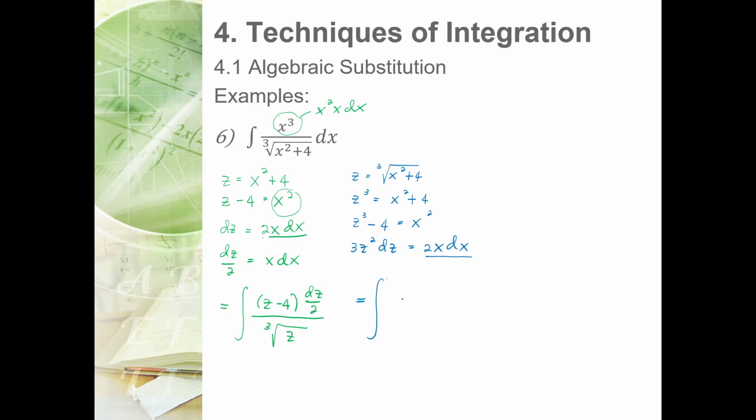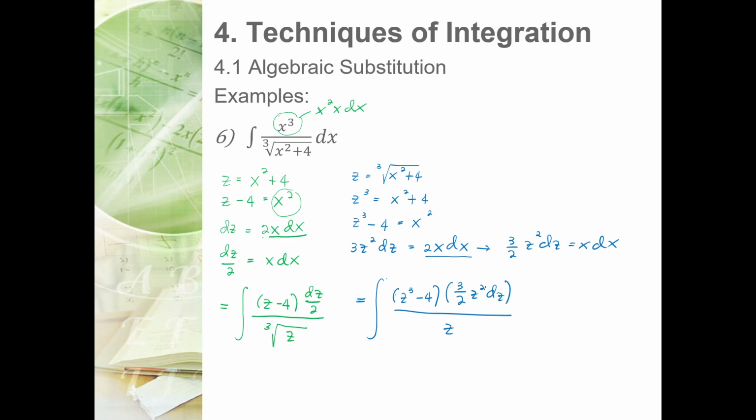x squared is z cubed minus 4, di ba? Then x dx is 3 halves z squared dz. So again, this one becomes 3 halves z squared dz is equal to x dx. Then divided by, if you look, the cube root of x squared plus 4 becomes the z now.